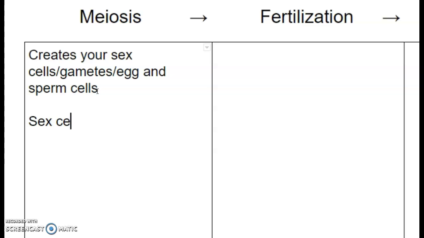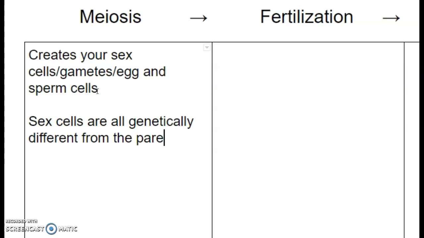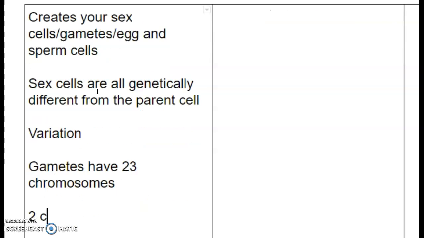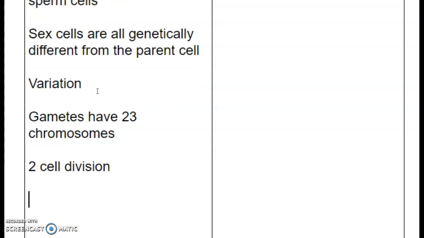The sex cells are all genetically different from what we call the parent cell. So that's the first cell that they come from. This again creates variation, which is beneficial for a population if the environment changes. Okay, the gametes have 23 chromosomes, and there's 2 cell divisions. So it would look like this.